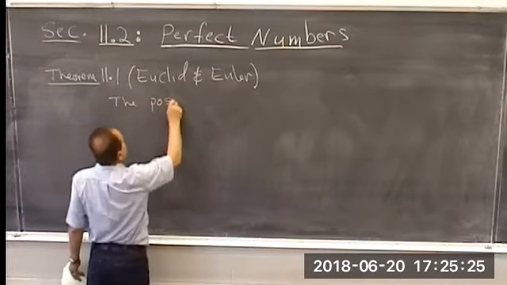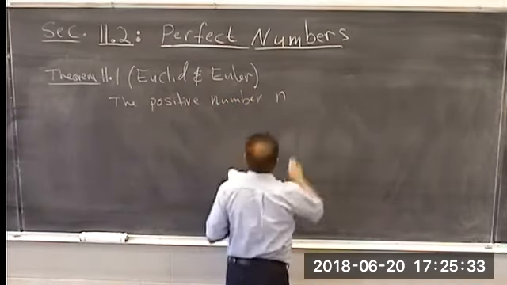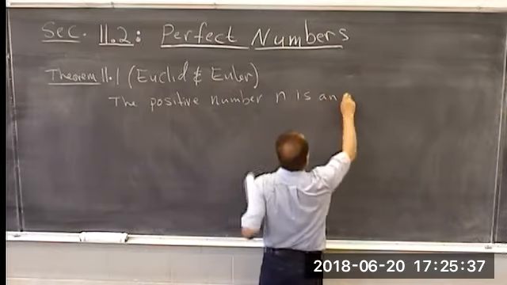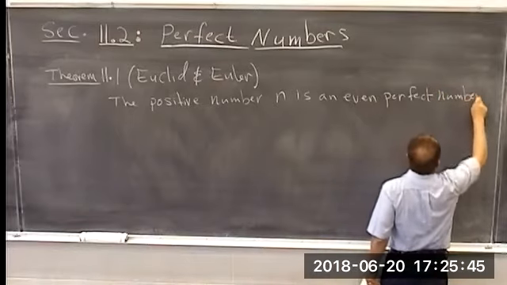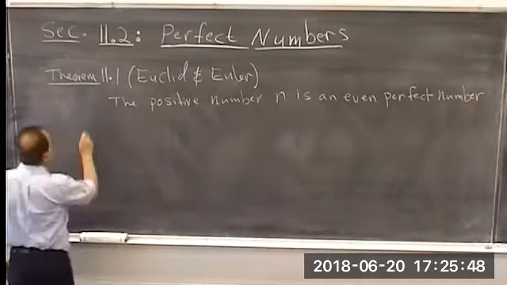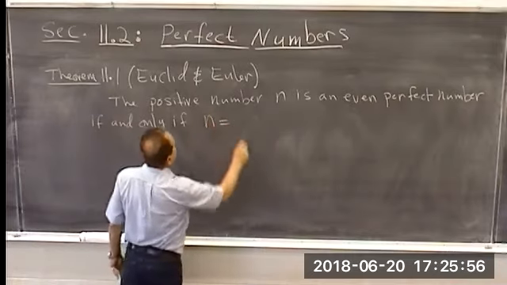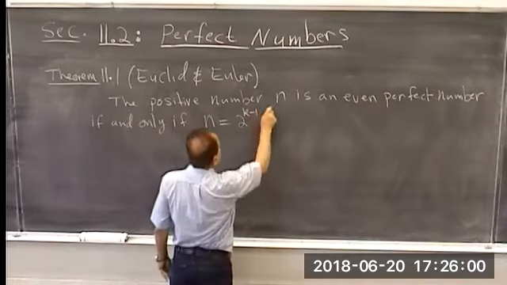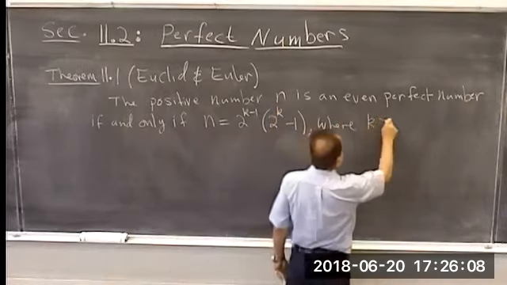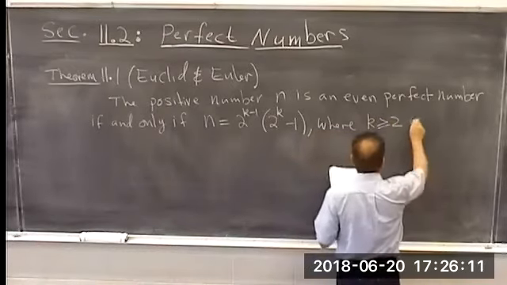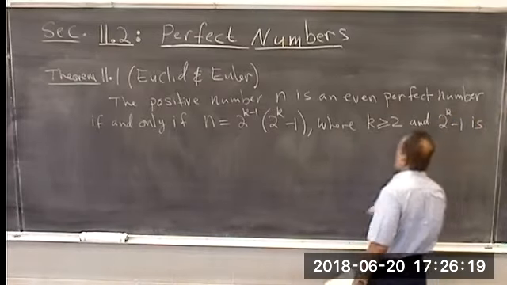the positive number n is an even perfect number if and only if n has this form: 2 to the power k minus 1, multiplied by 2 to the k minus 1, where k is an integer bigger than or equal to 2, and 2 to the k minus 1 is a prime number.